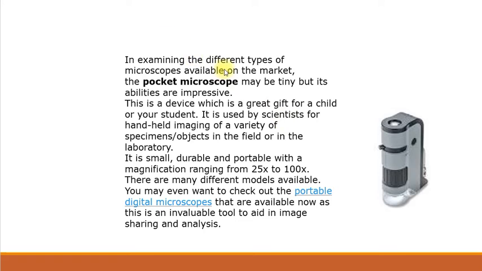In examining the different types of microscopes available on the market, the pocket microscope may be tiny but its abilities are impressive. This is a great gift for a child or your student. It is used by scientists for handheld imaging of a variety of specimens or objects in the field or in the laboratory. So it is very small, durable, portable, with a magnification ranging from 25x to 100x, and there are many different models available.